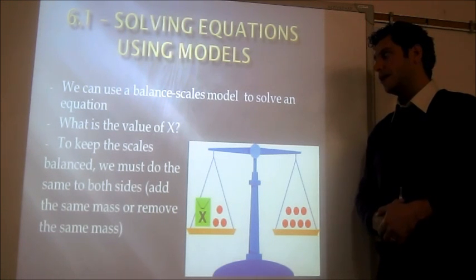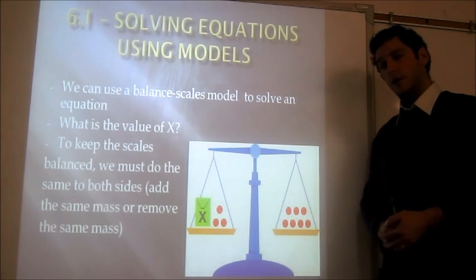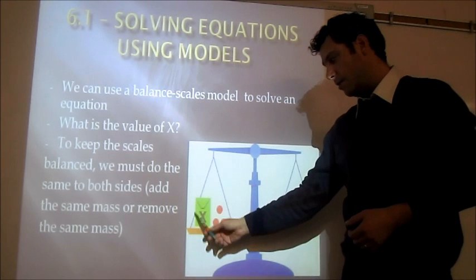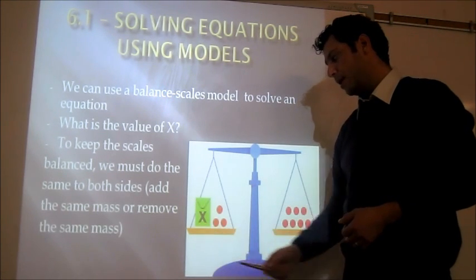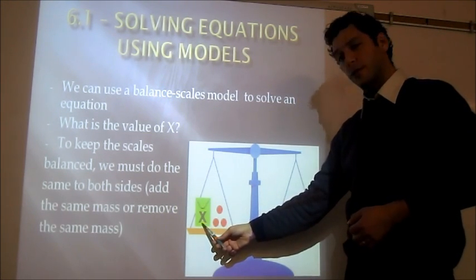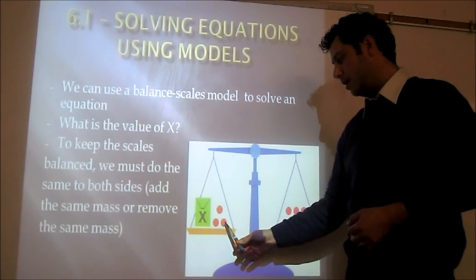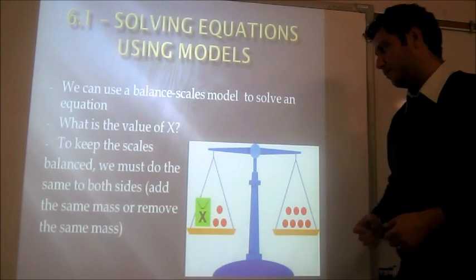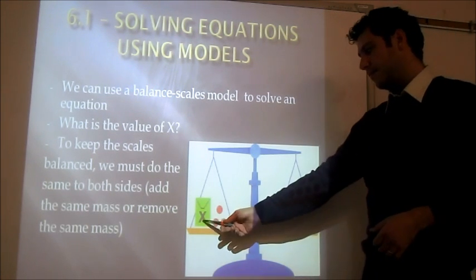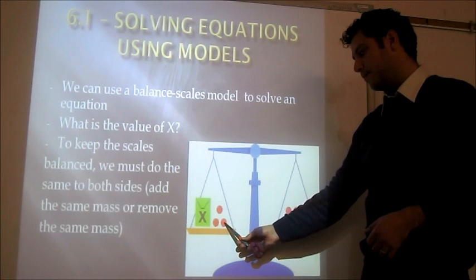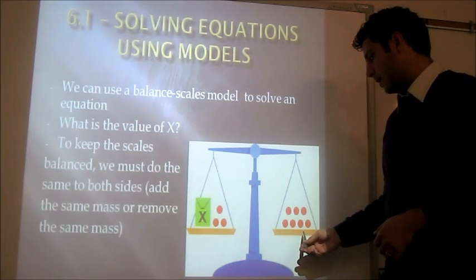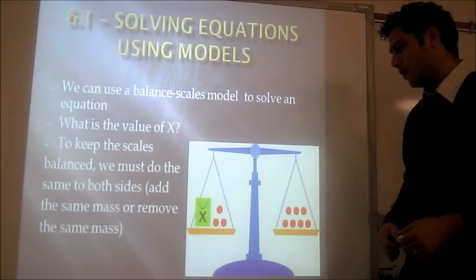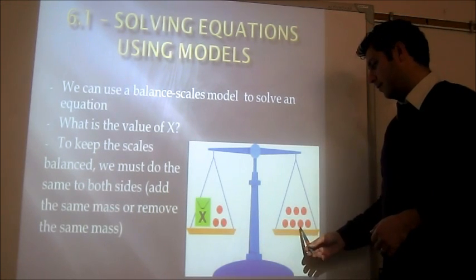We can use a balance scales model like this one to solve an equation. What is the value of x? X is represented by this symbol here. This is the value that we want to determine. And we have three circles over here. So on the left-hand side of our balance scales model, we have x plus 3. Now, on the right-hand side, we have 7 circles. So x plus 3 is equal to 7.